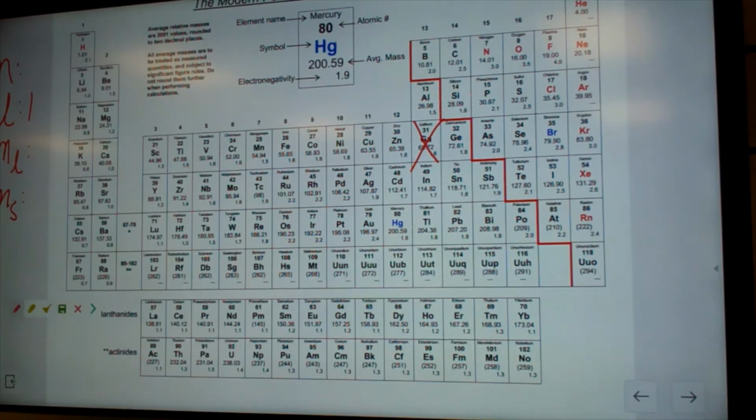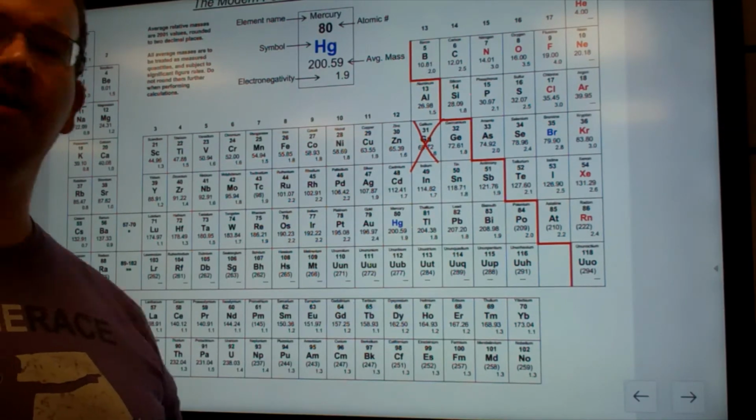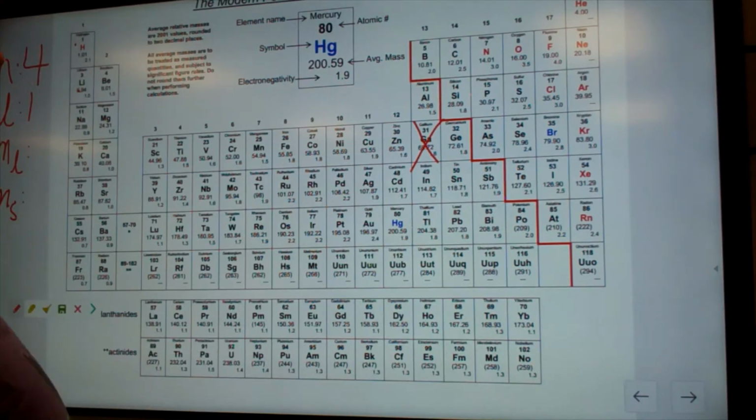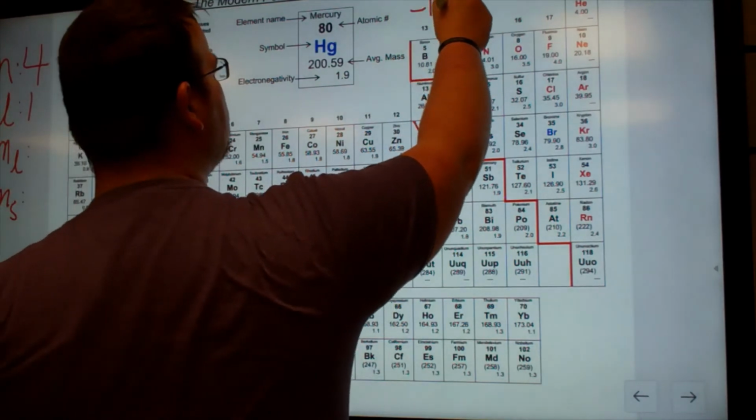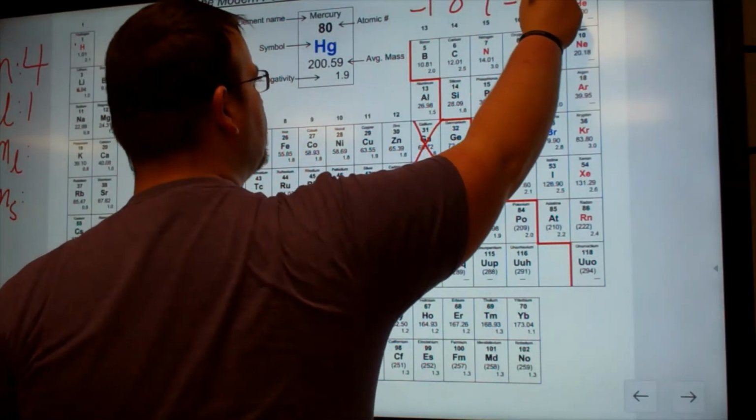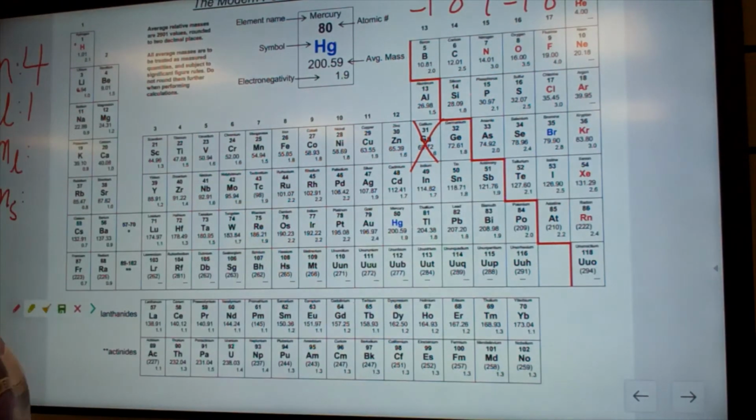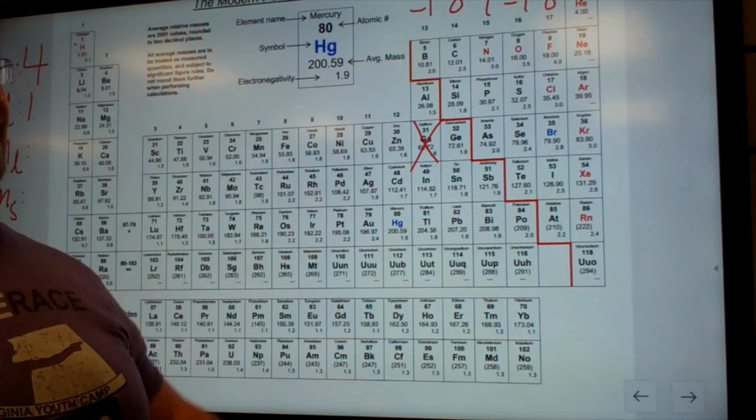Now remember, for P block, N equals row. So in that case, 1, 2, 3, 4. I'm in the 4th row, so N is 4. Now I need to find M sub L. On your periodic table, you probably still have it broken down to where this is -1, 0, 1, -1, 0, 1. So you can just look and see that that's -1.